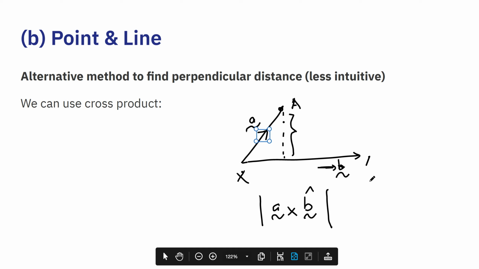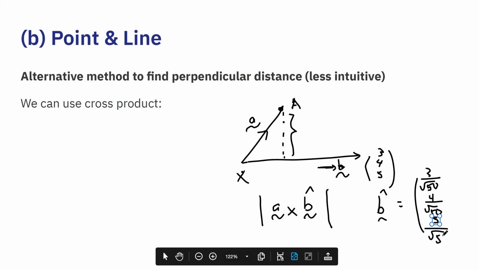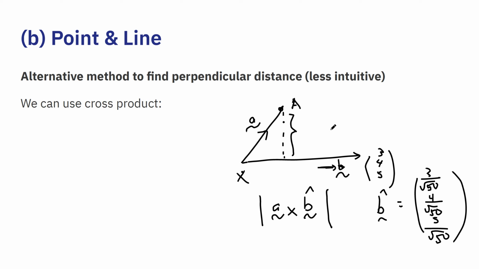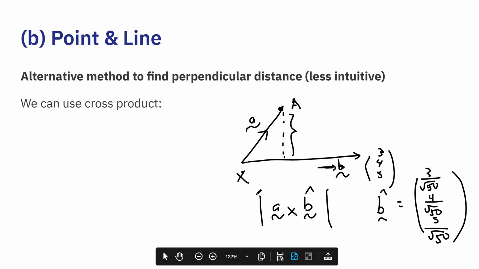So let's say B is 3, 4, and 5. Then the unit vector of B will be equal to 3 over square root 50, 4 over square root 50, and 5 over square root 50. And all we have to do is take this vector right here and cross it with the unit vector over here, and then find the magnitude. This is a way faster way to get the perpendicular distance from a point to a line. And this is actually a quotable theorem. So you can use this in the exam to simplify your working.